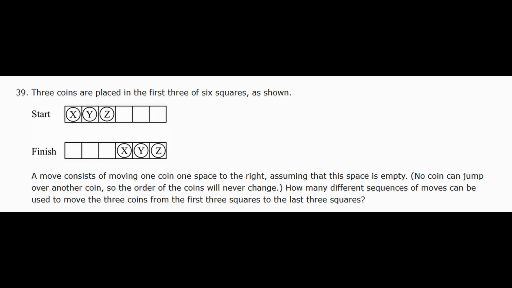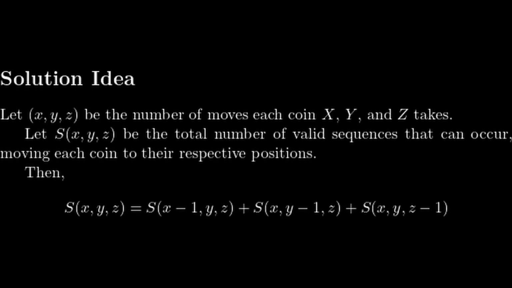Question 2 is the 2017 KD question 24. Problem is on the screen. Try to solve it. Let S of x, y, z be the number of ways to reach the state where x has moved x amount of times, y has moved y amount of times, and z has moved z amount of times. Now we always have z is greater than or equal to y, which is greater than or equal to x.